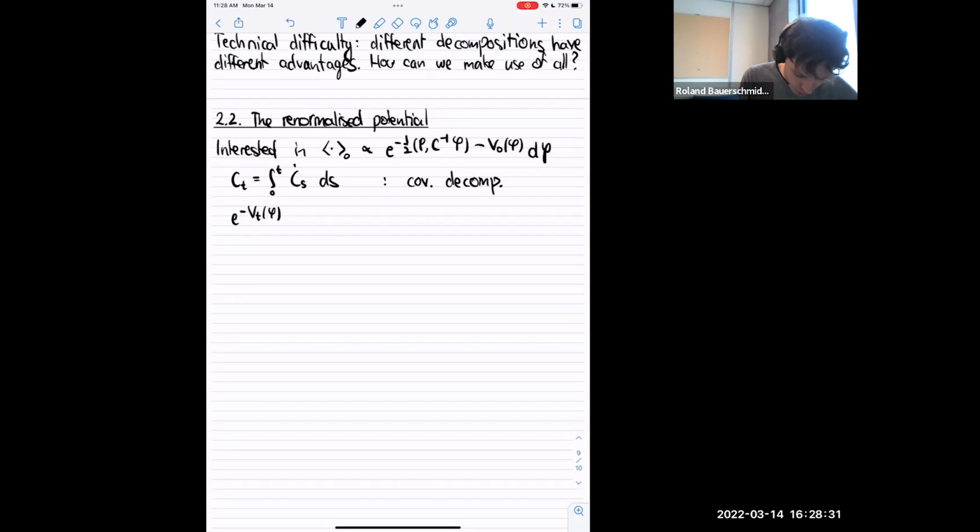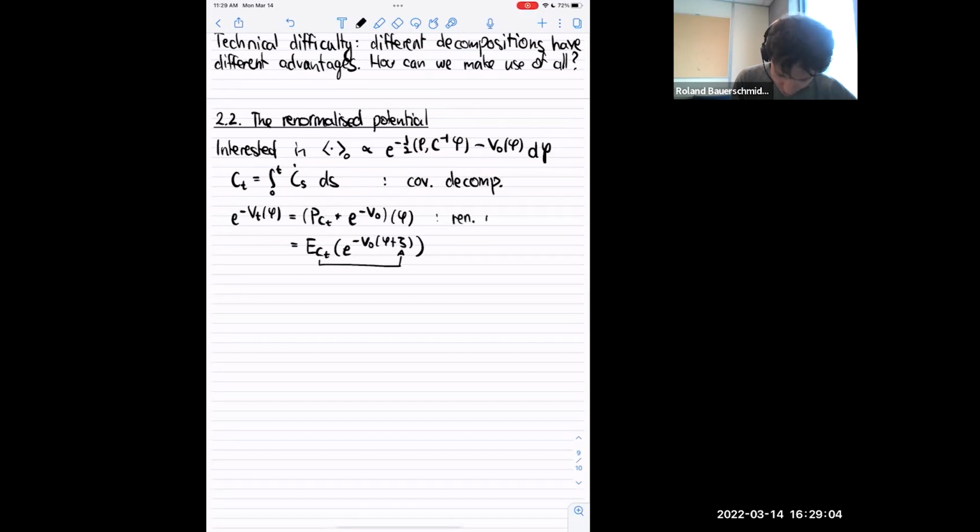Vt is defined by just convolving the Gaussian measure with covariance Ct with respect to the exponential of the original potential. Or in other words, we're taking a Gaussian expectation with covariance Ct, and then we're looking at e to the minus V0 of phi plus zeta, where zeta denotes the field under this Gaussian expectation, and phi is fixed. And so this object is called the renormalized potential. So the definition is very simple.